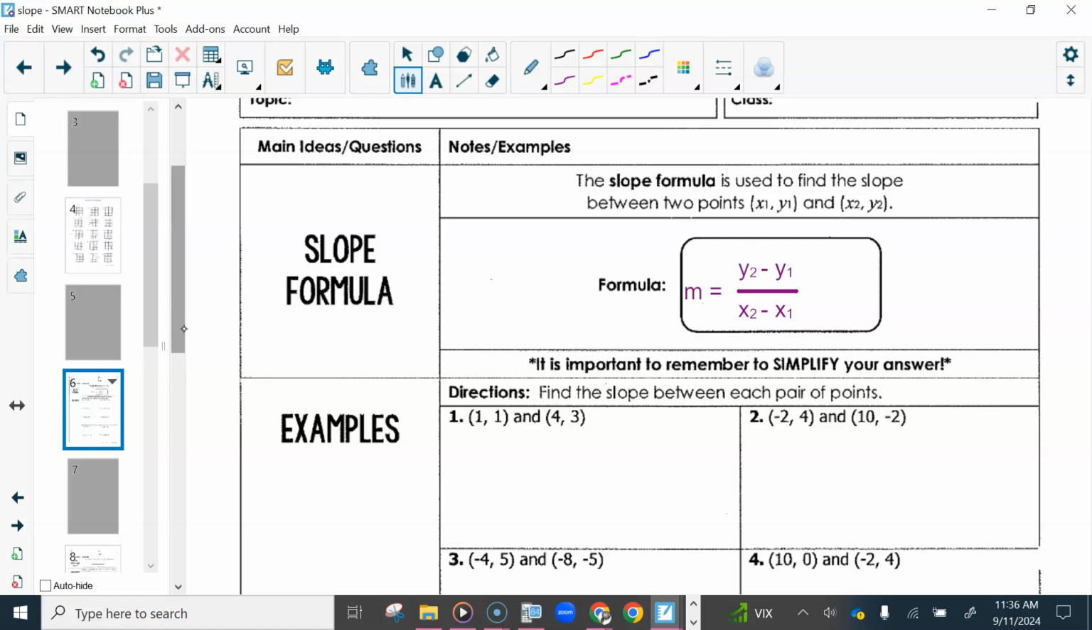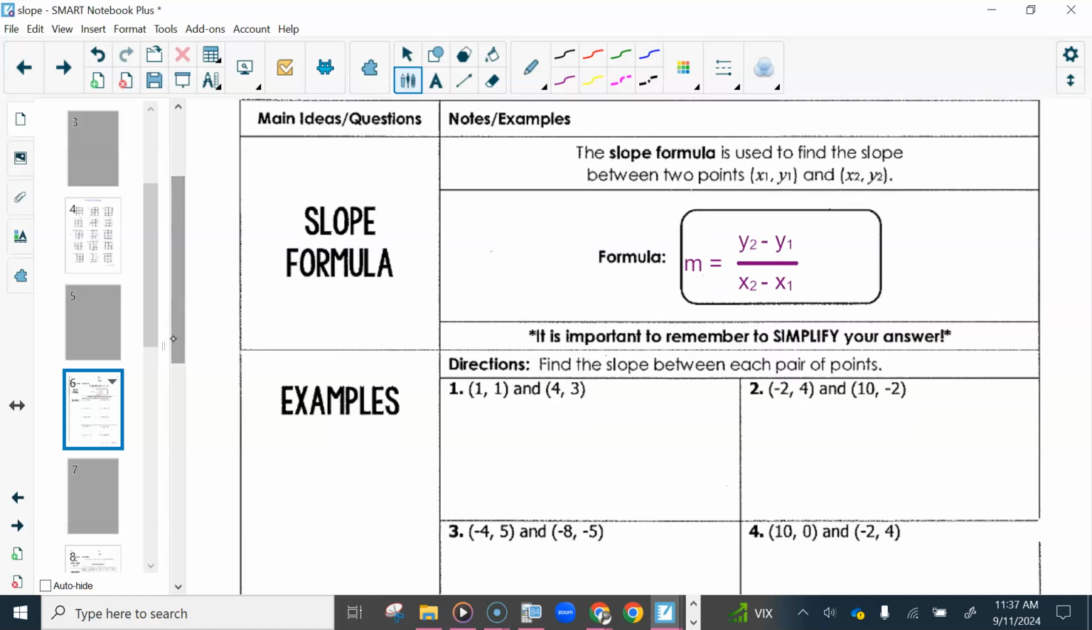So the slope formula is used to find the slope between 2 points, x1, y1, x2, y2. So you need to know this formula. It's also posted right behind me. There's a vocab thing right from there, so if you ever need to refer back to it, it is over there. But I am going to mention a couple things.